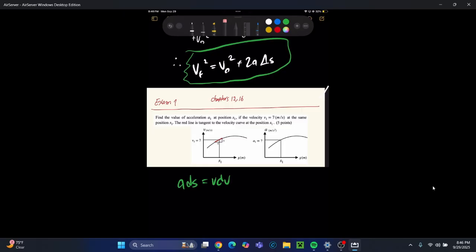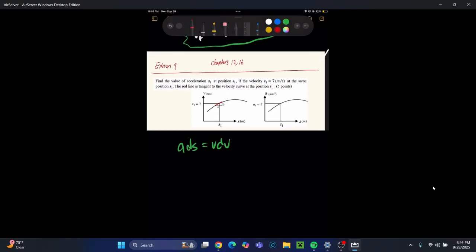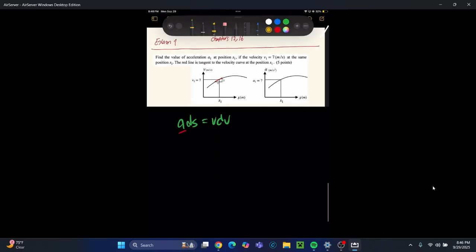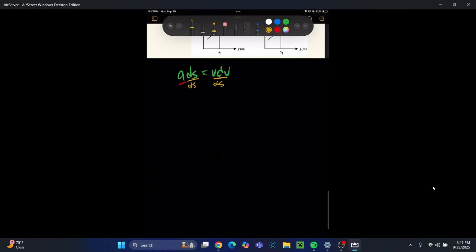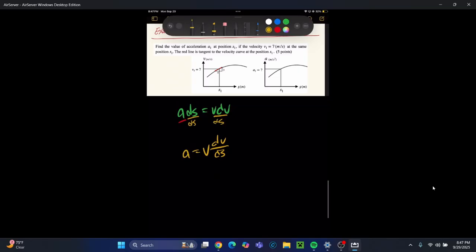Sorry about that. Okay. You probably got the hint. You're going to be using a ds equals v dv, and we're solving for a. I'll do this one in gold. As normal, math sense will take you: if you're solving for something, you probably want it alone. So we're going to divide both sides by ds. Now we have a equals v dv/ds, which is all fun and dandy.